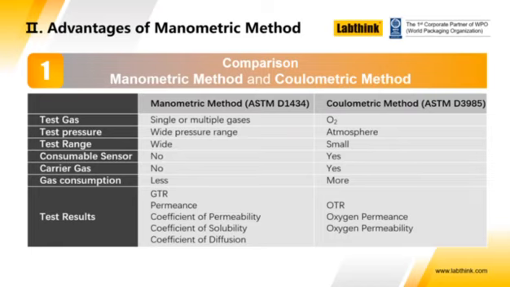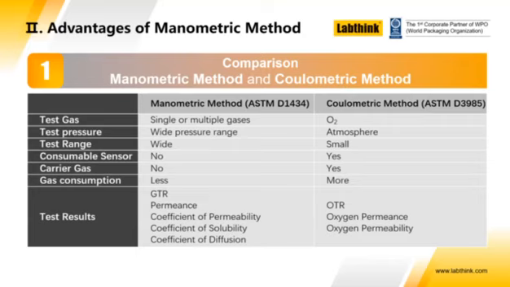And so we can look at the gas consumption, and immediately it's clear that the amount of gas required for the manometric method is lower, but it's actually lower on 2 counts. So it doesn't require the carrier gas. So that's one big gas consumption saving. And also the amount of gas required in the test is very, very small, much smaller than the amount of gas that would typically be used in a coulometric test.